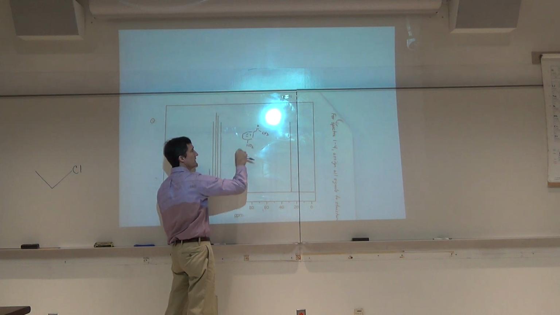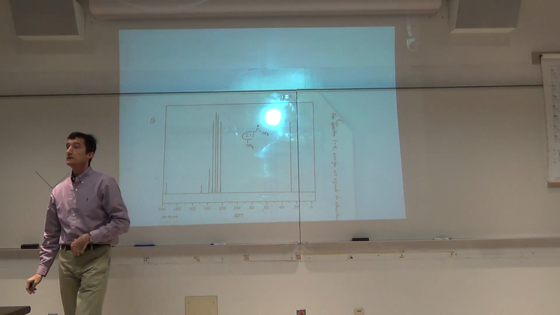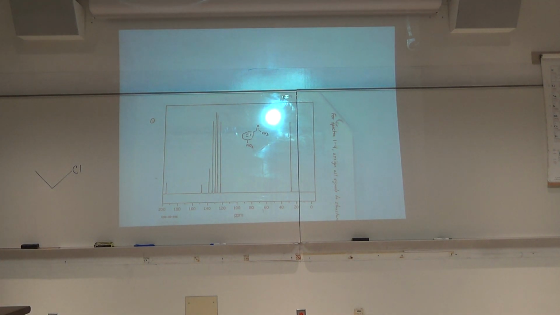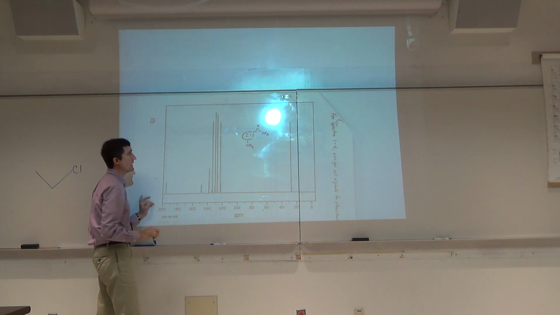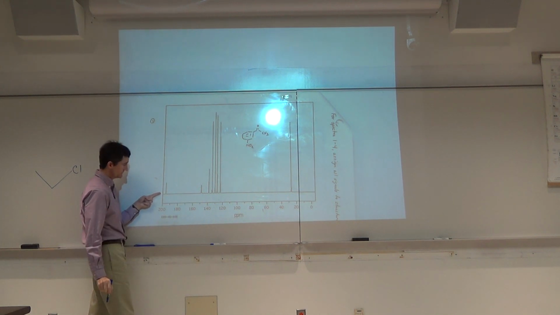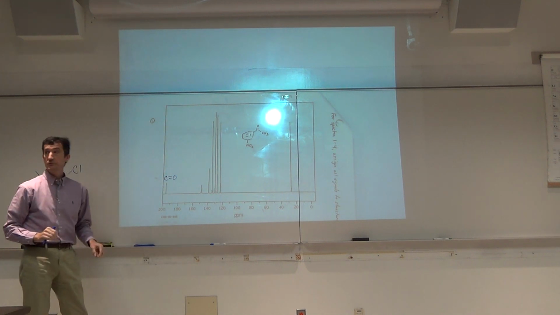Any symmetry in the ring? No. 6 carbons there. How many more? 2. 6 and 2 is 8. Here are your 8 signals: 1, 2, 3, 4, 5, 6, 7, 8. Let's assign them. Which one is this? The ketone. Yes, that's your carbonyl, way downfield, about 200.